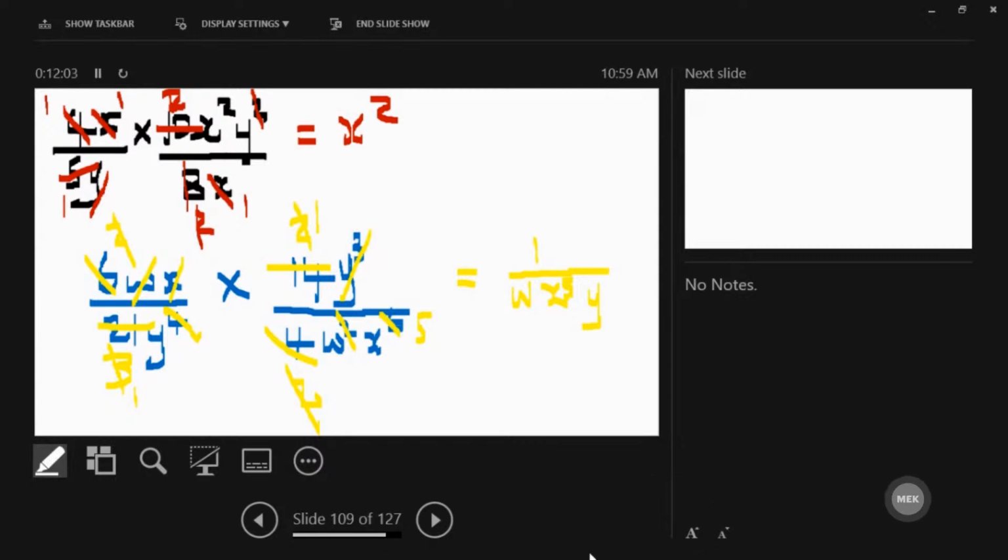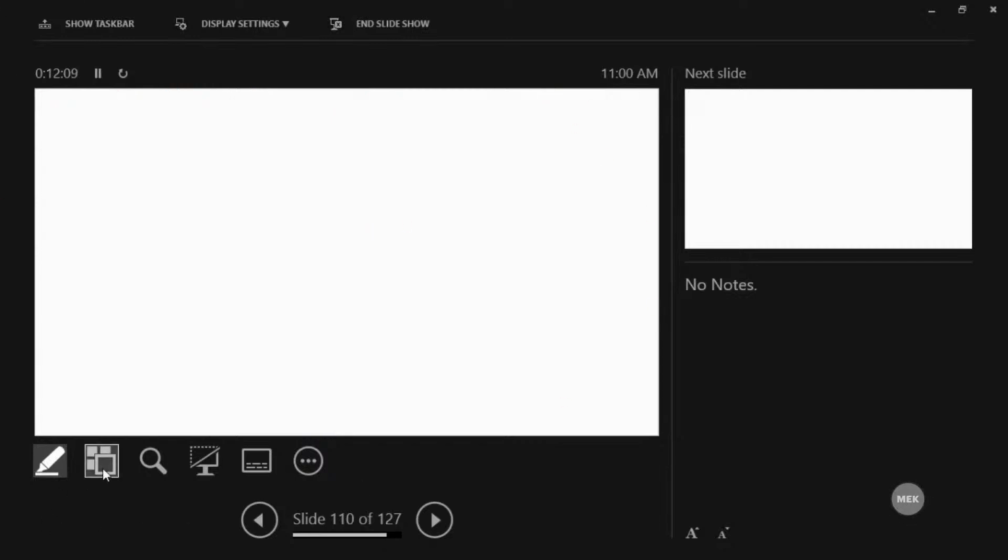So let's do another one. Remember, it's the same principle as when you're multiplying and dividing regular fractions. All right, so let's say, give me 1 second.